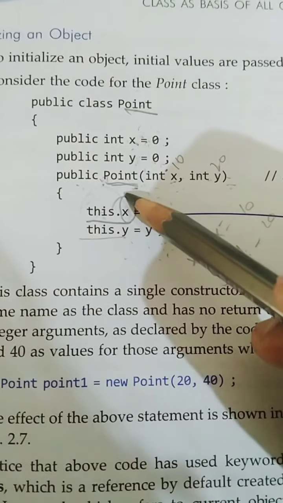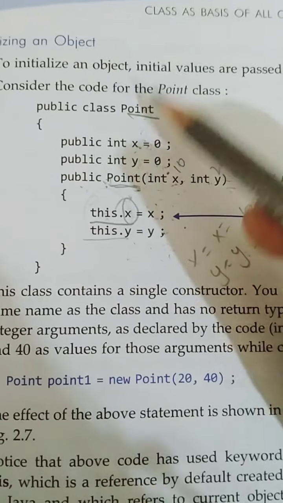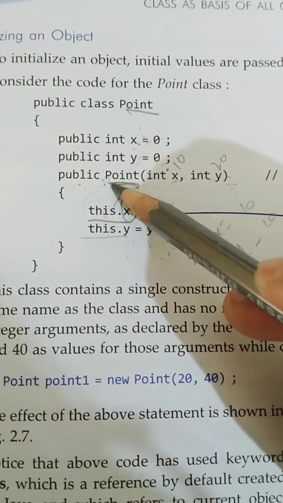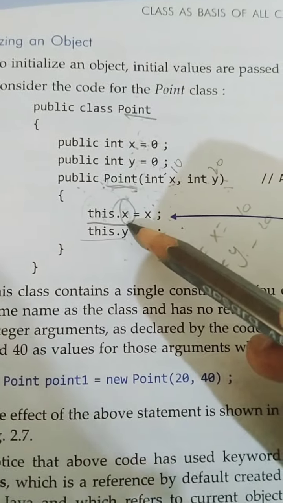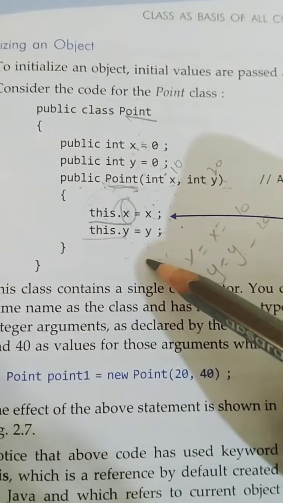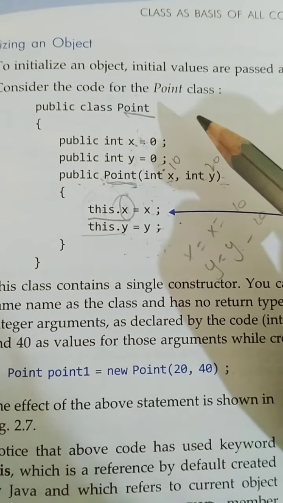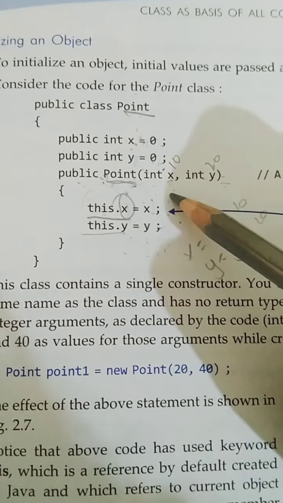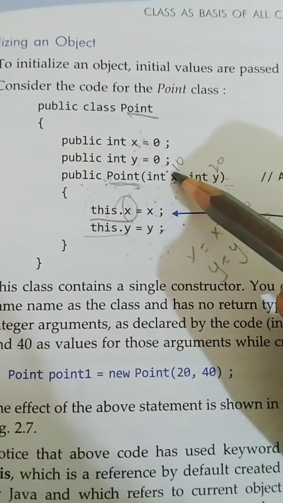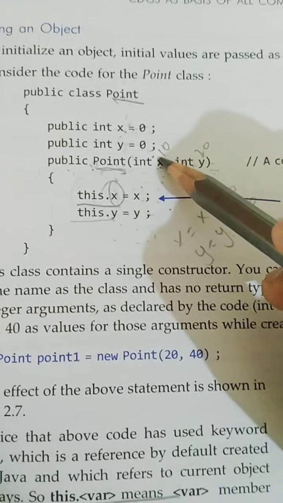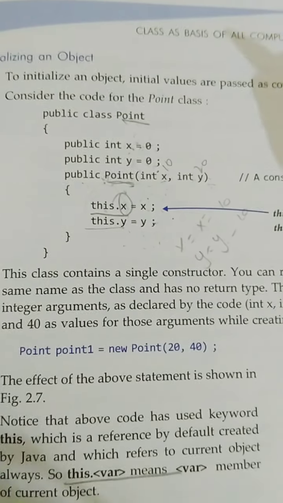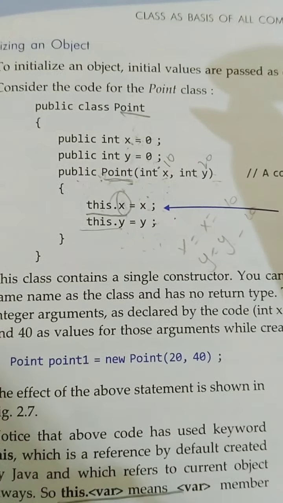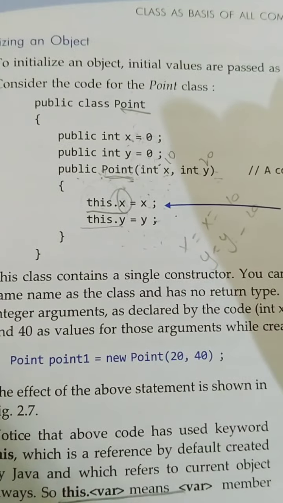A constructor has the same name as that of a class and will not have a return type, not even void, and the constructor is used to initialize the instance variables of a class. So when an object is created, it will automatically call the constructor. If you have not written any constructor, there will be a default constructor. The compiler will call the default constructor.